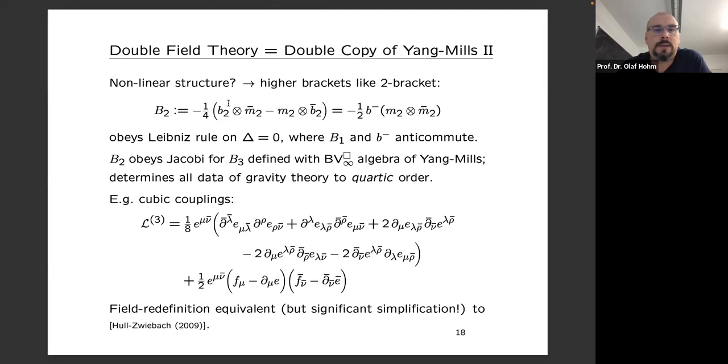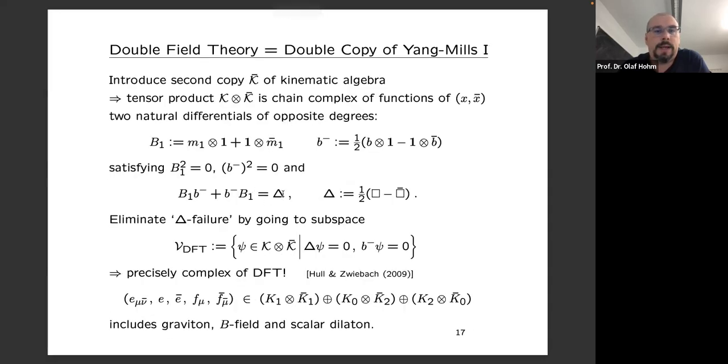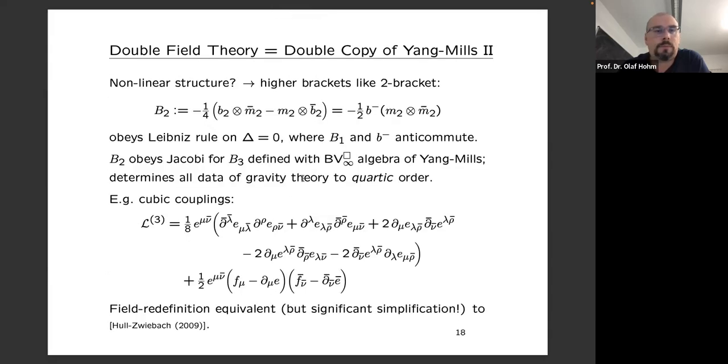If you take this combination, B2 bar with M2 bar, and then minus M2 times B2 bar, this actually obeys the right Leibniz relation with B1. And on that subspace, we consider this is actually equal to B minus on M2 tensor M2 bar. So this does obey the Leibniz rule on the subspace with delta equals 0, because on this subspace, B1 and B minus anti-commute, because delta is 0. So that's all you need to check this.